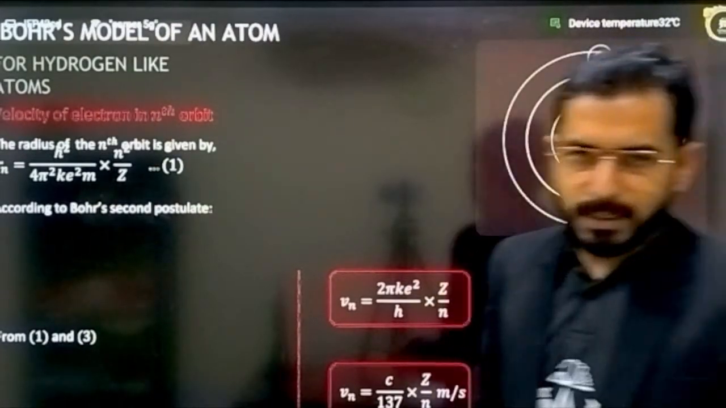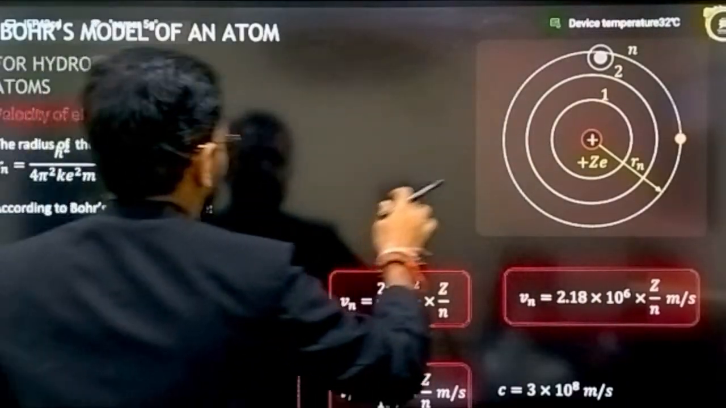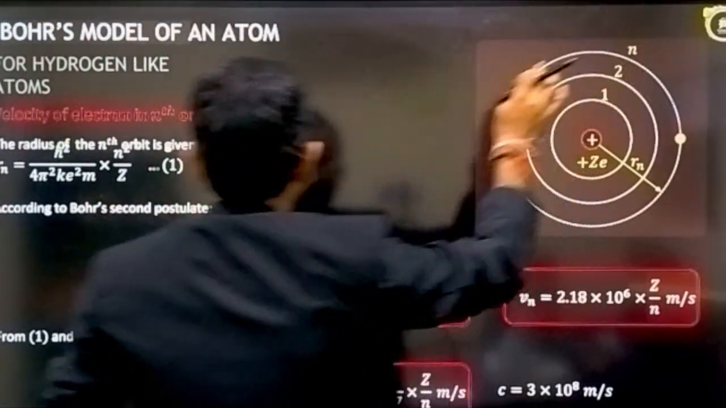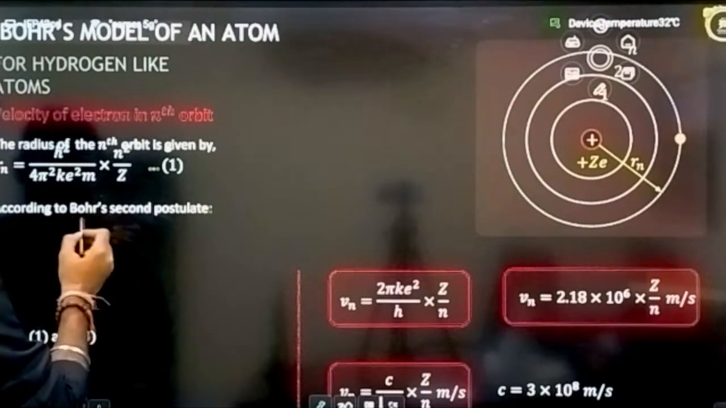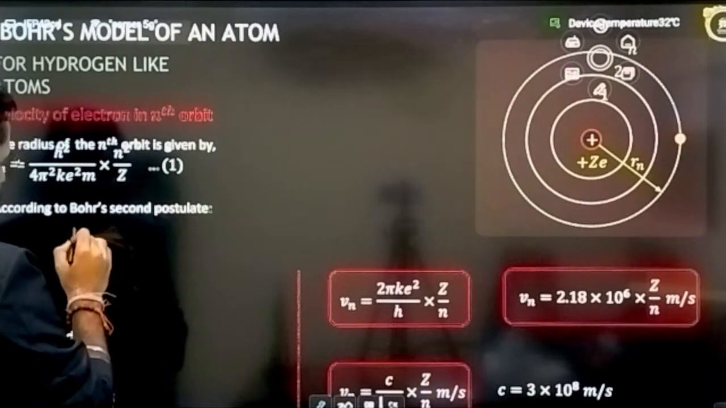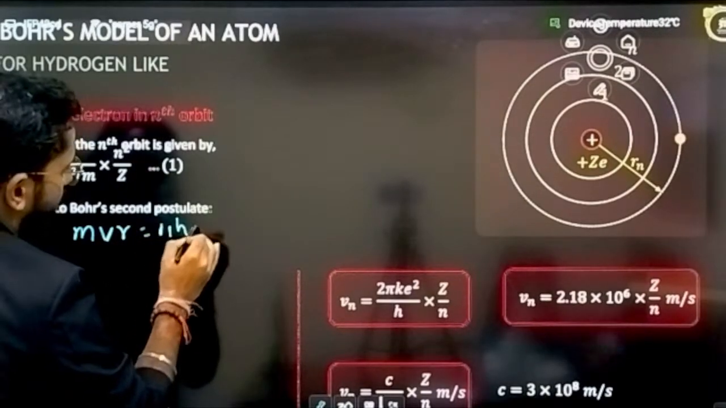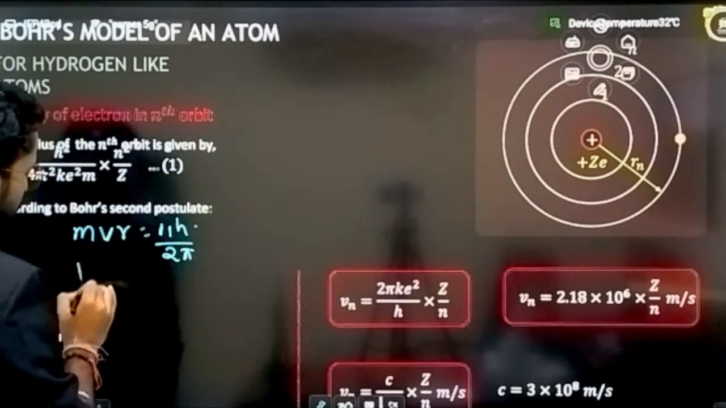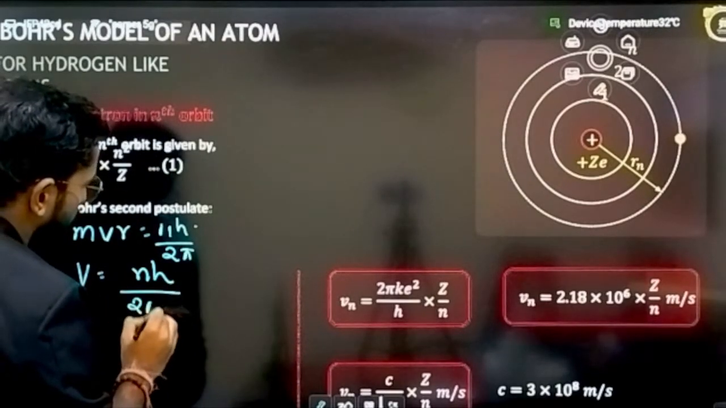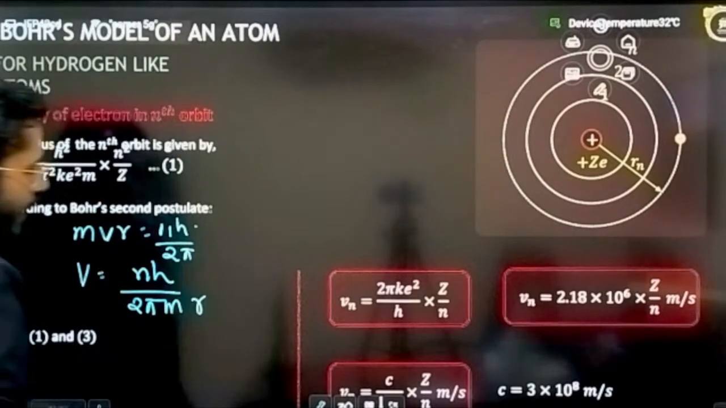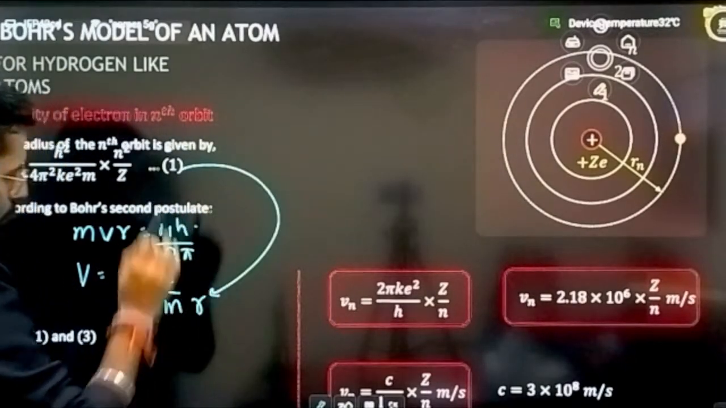Okay, the second thing is velocity. How will you calculate the velocity? The radius you already know, and the second thing you know is that mvr is equal to nh divided by 2 pi. So from here, for velocity you can write nh divided by 2 pi m into r. And from the first case you already know the radius.